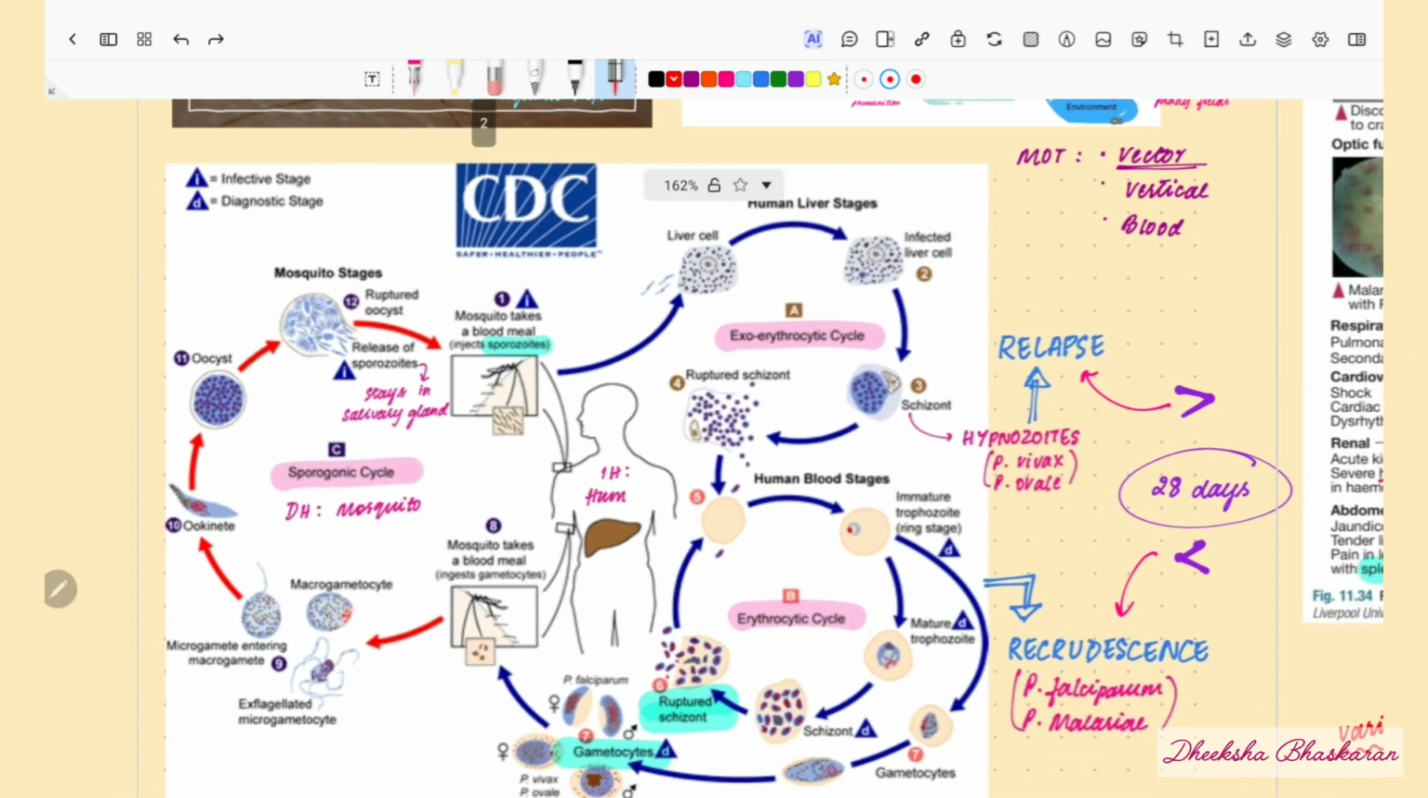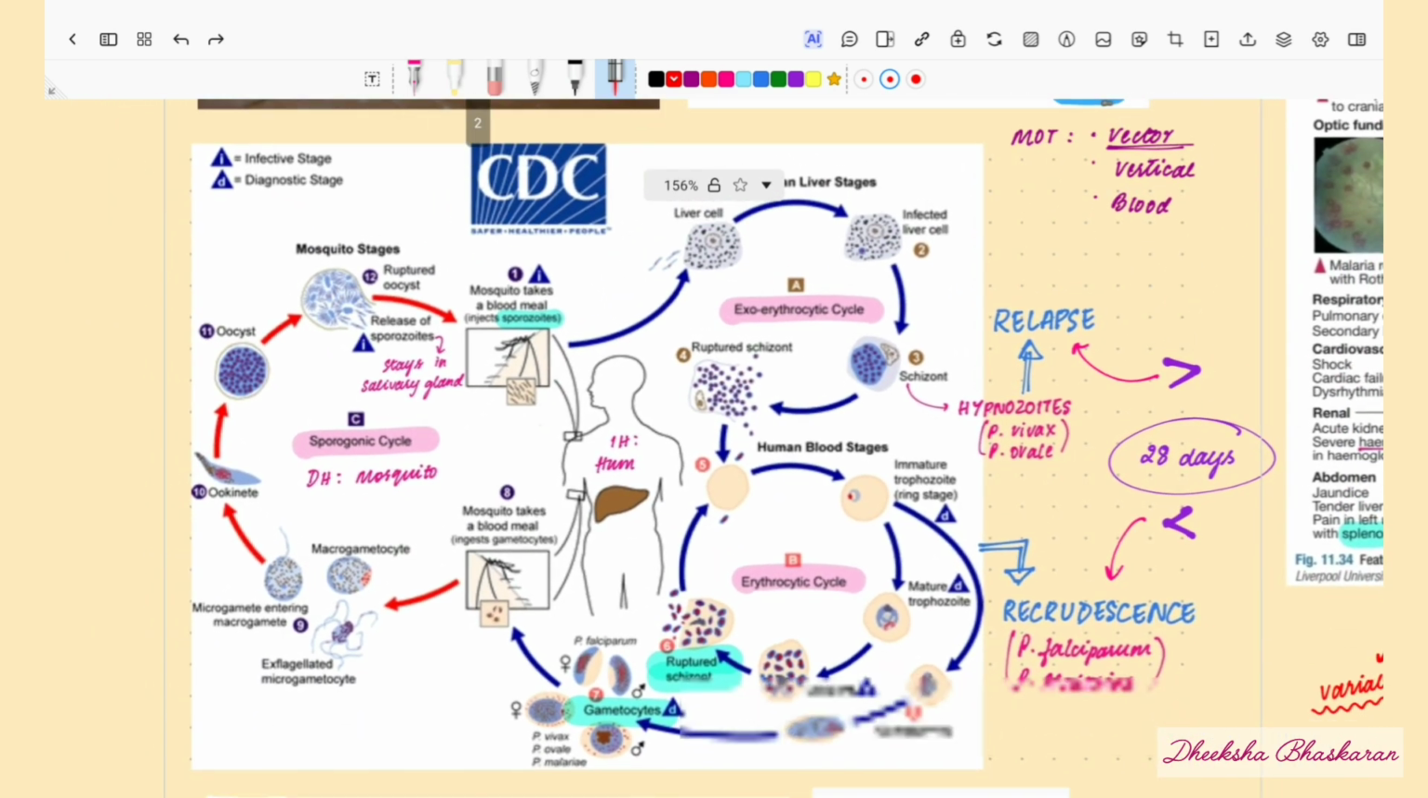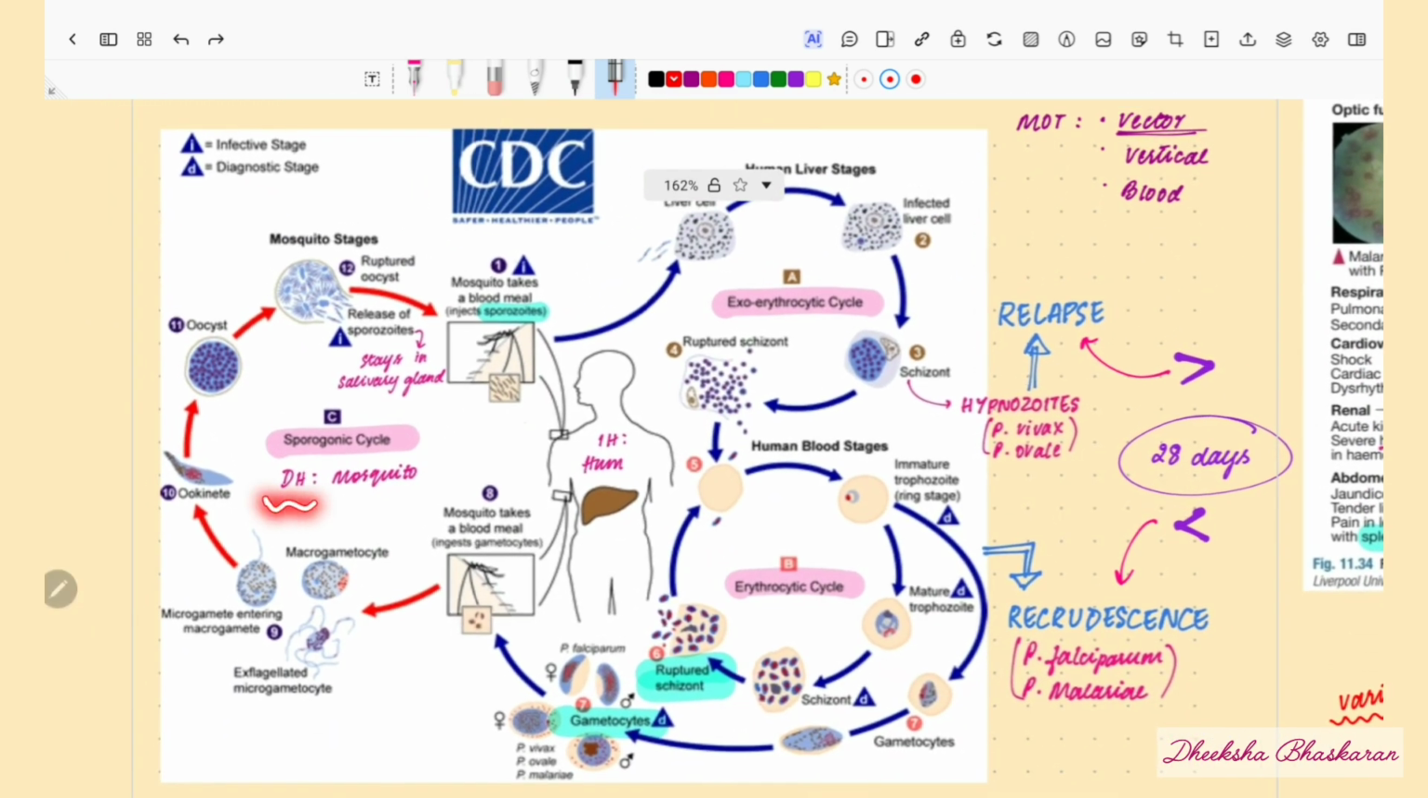Next we'll talk about the life cycle of the parasite. We see here the definitive host is the mosquito, meaning the sexual cycle of the parasite takes place in the mosquito. The intermediate host is the human, meaning the asexual cycle of the parasite takes place in the human.